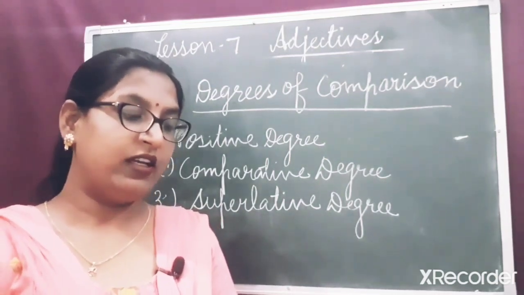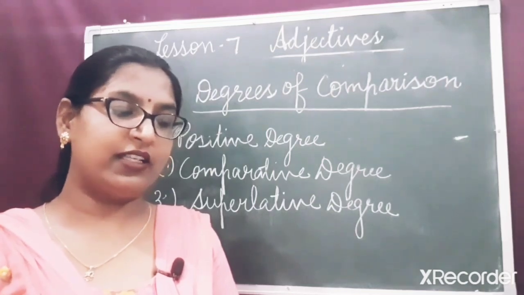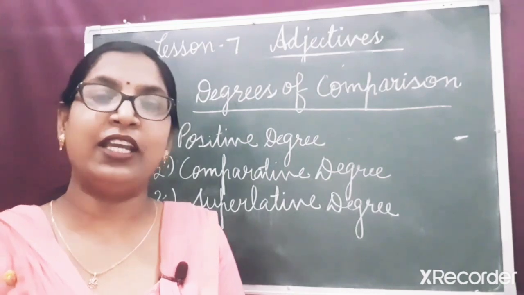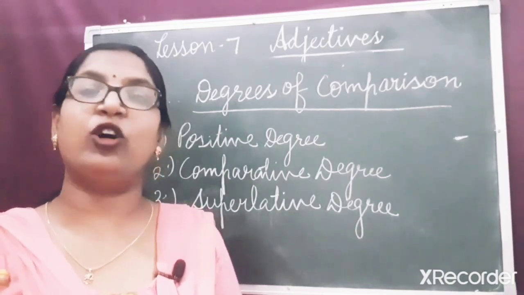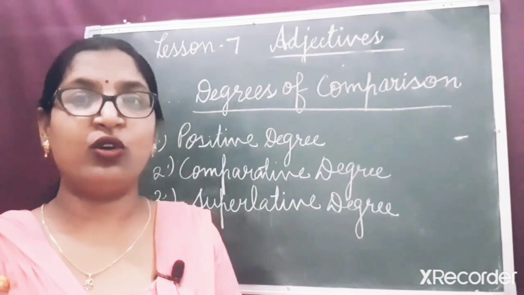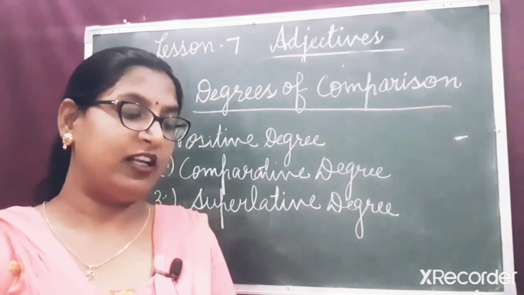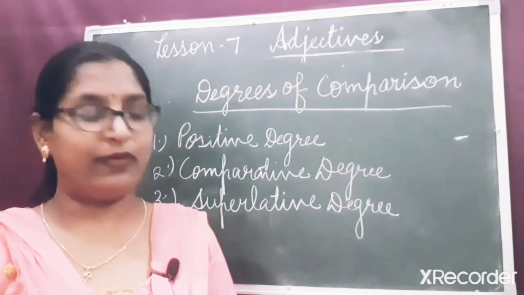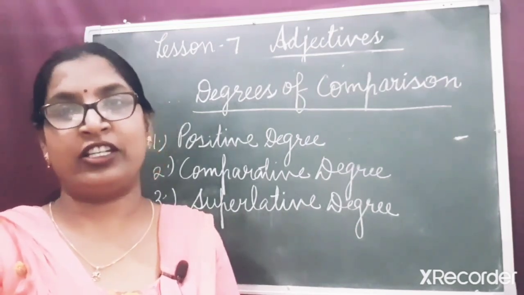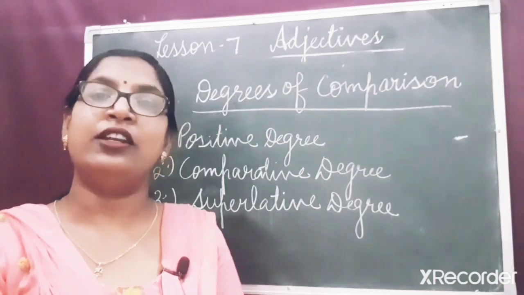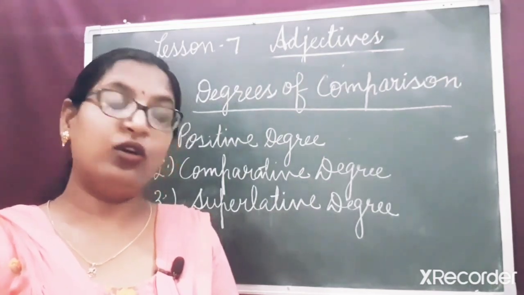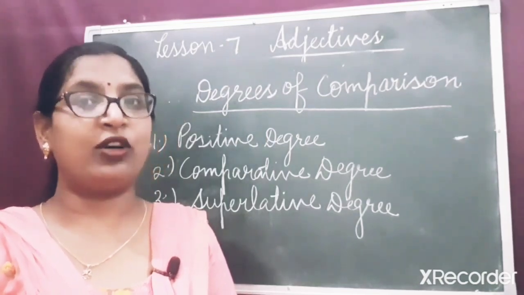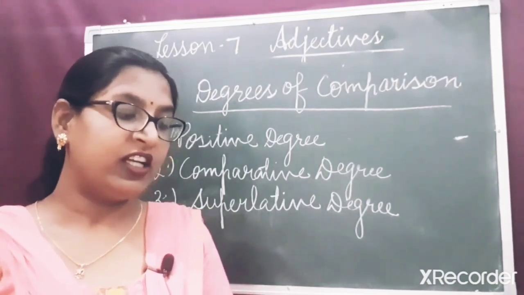Dear children, an adjective is in the positive degree when comparison is not made with anyone. We simply use the base form of an adjective when there is no comparison. For example, Mercury is a small planet. Here no comparison is made. Small is an adjective because it is qualifying a noun, planet. So the adjective small is in positive degree.